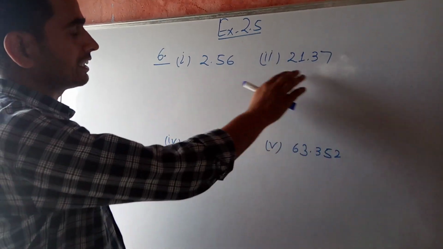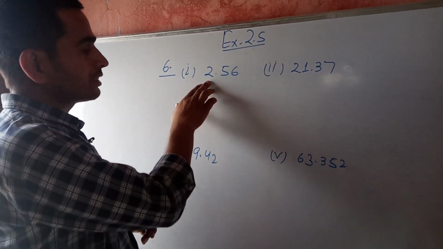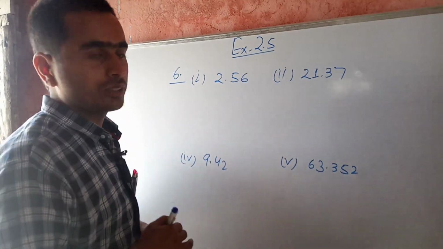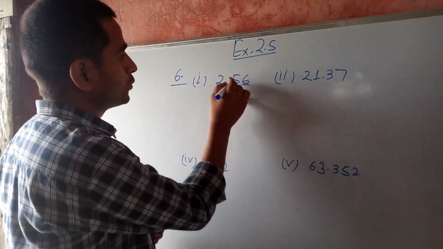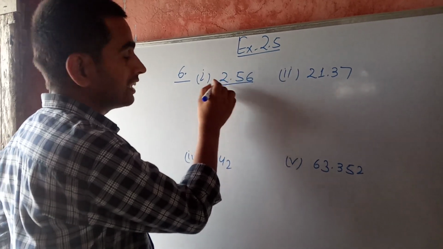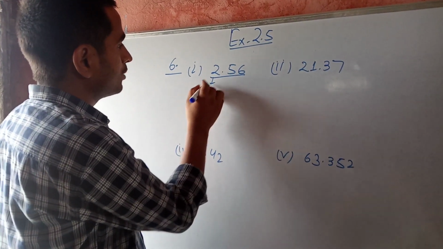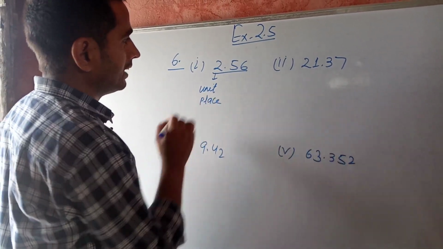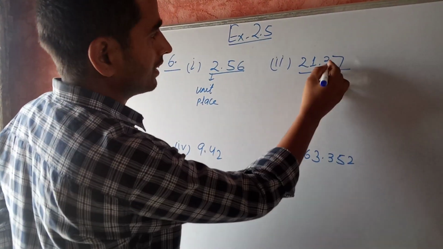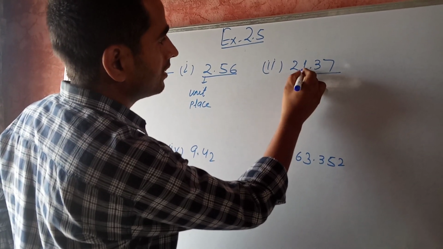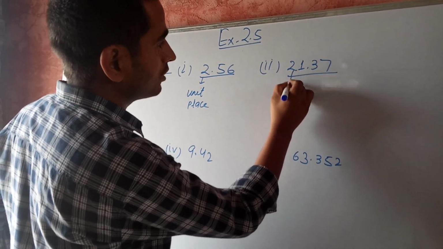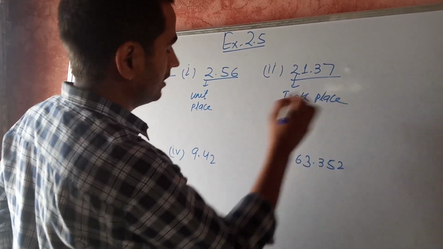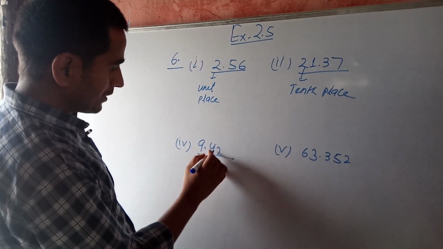In question number 6, we have to tell the place value of 2. The place value means at which place the 2 is sitting. In this number 2.56, before the decimal, 2 is at the unit place. So we write 2 is at unit place. Coming to this part, 21. Here 2 is at the tens place. So this 2 is at the tens place. Now coming to this part, 9.42.